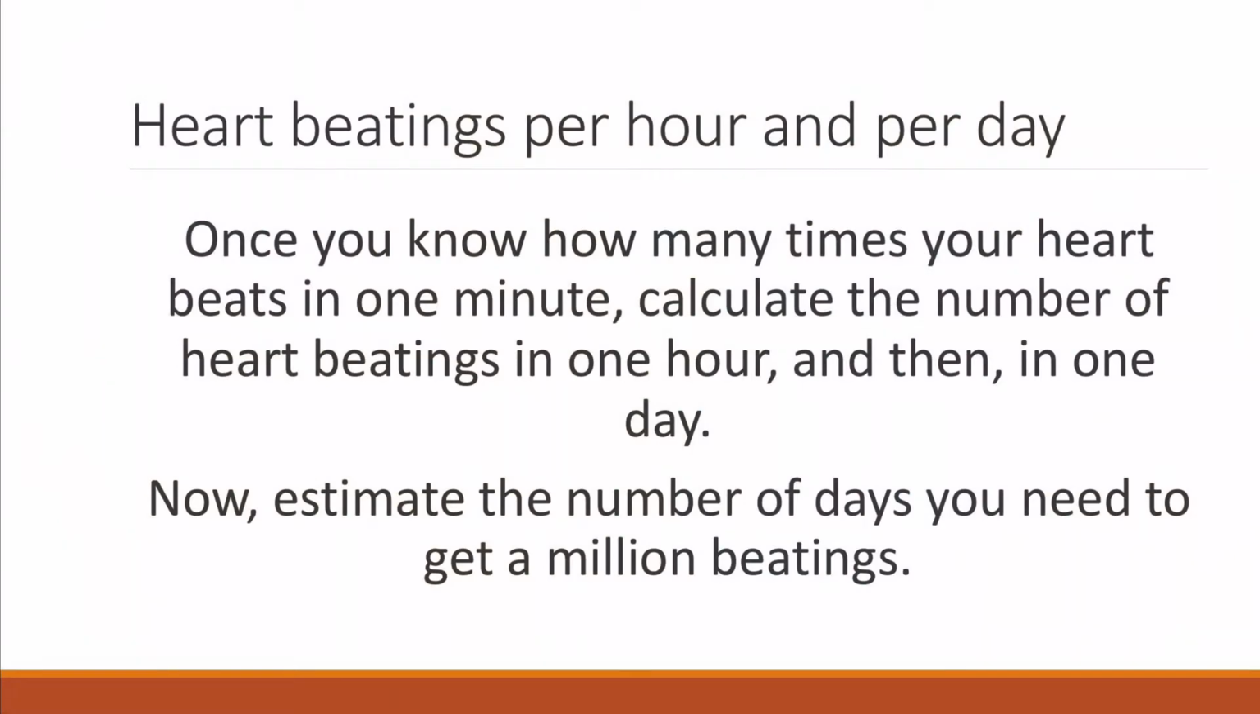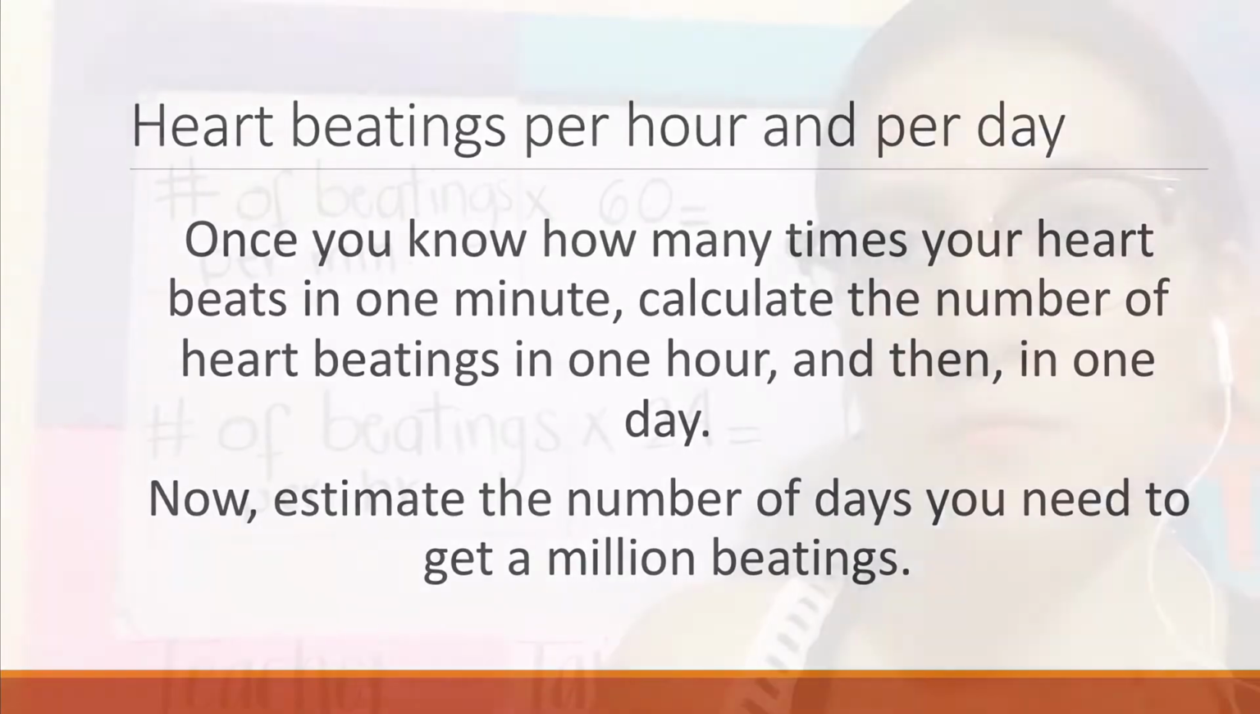Heart beatings per hour and per day. Once you know how many times your heart beats in 1 minute, calculate the number of heart beatings in 1 hour and then in 1 day. Now, estimate the number of days you need to get 1,000,000 beatings.